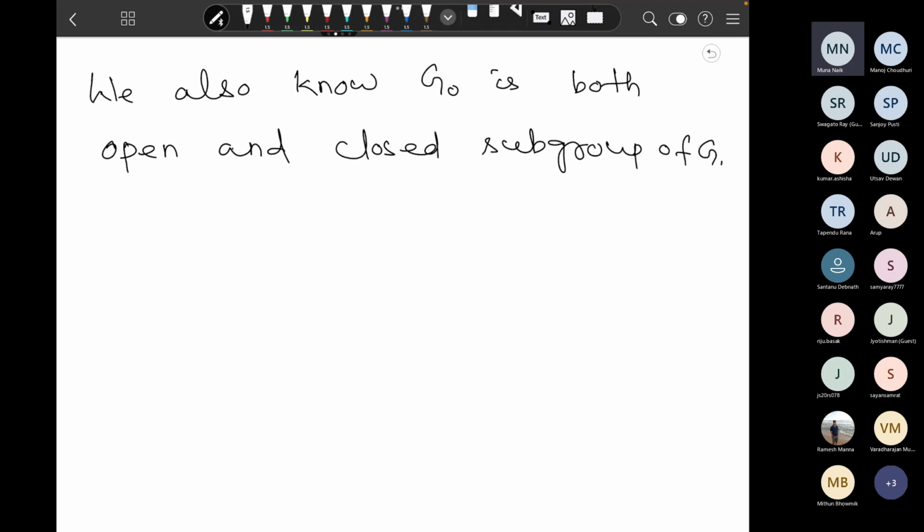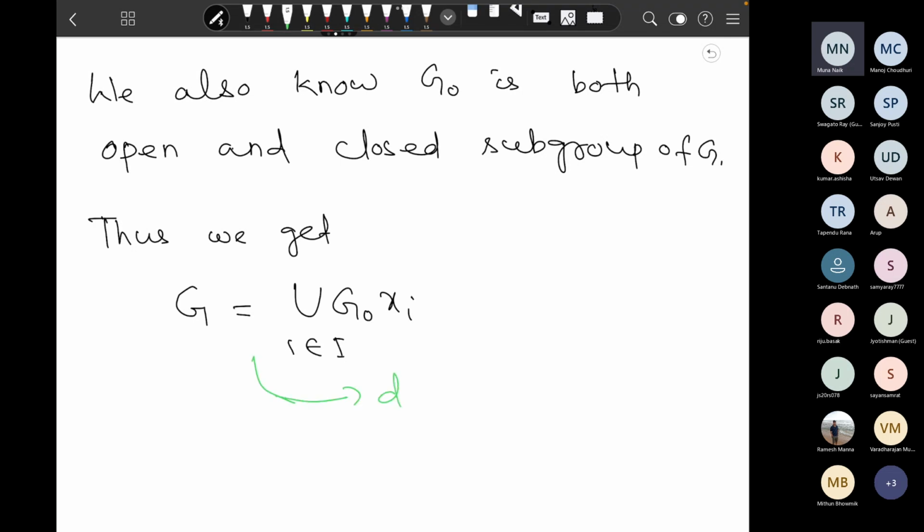So we also know that G naught is both open and closed. Thus we get this: G is equal to the union of G naught xi where i belongs to I. And this is the decomposition of G into right cosets of G naught.